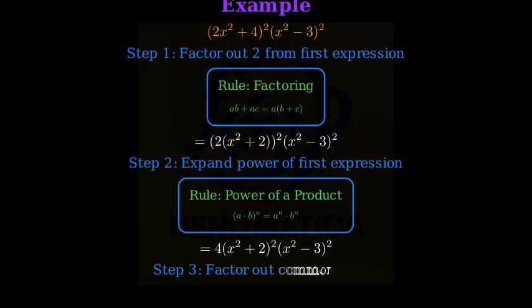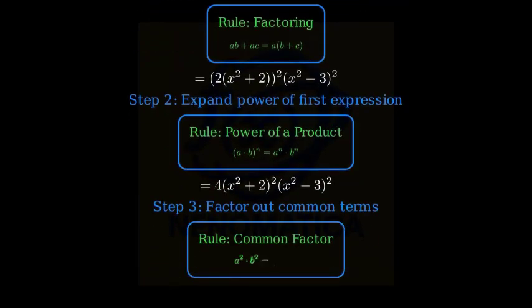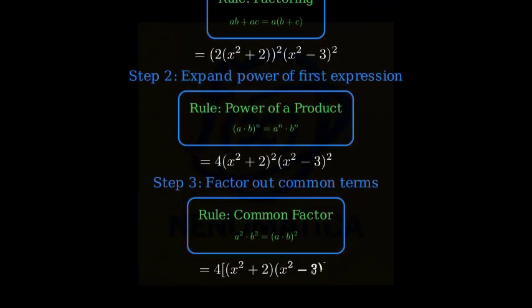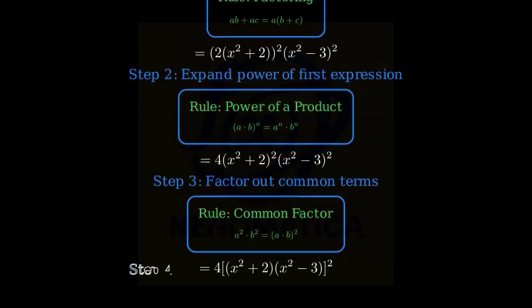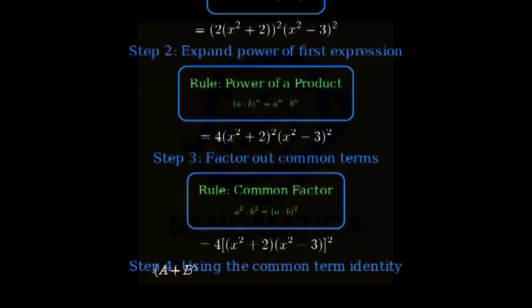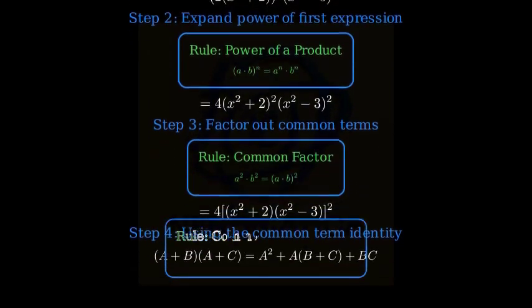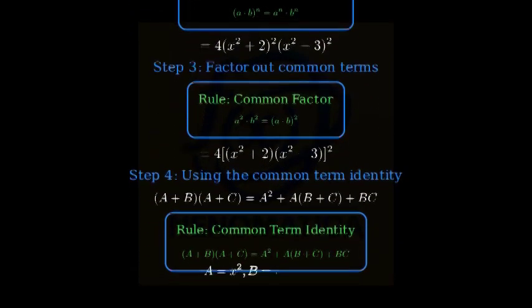Now, we can factor the entire expression. We notice that we have (x² + 2)² times (x² − 3)². This allows us to create a common term (x² + 2) times (x² − 3), and then square the entire expression. Now, we'll use the common term identity. We have the product of x² + 2 and x² − 3.